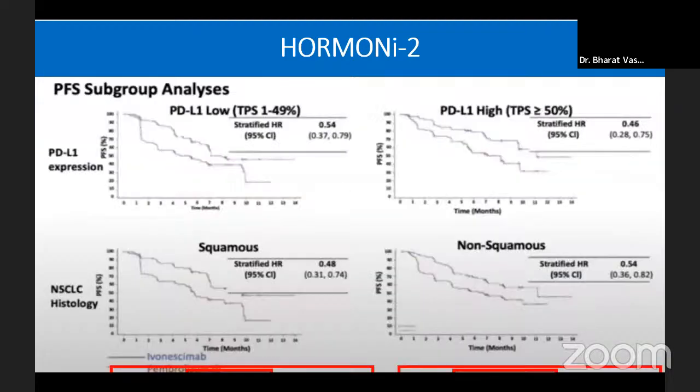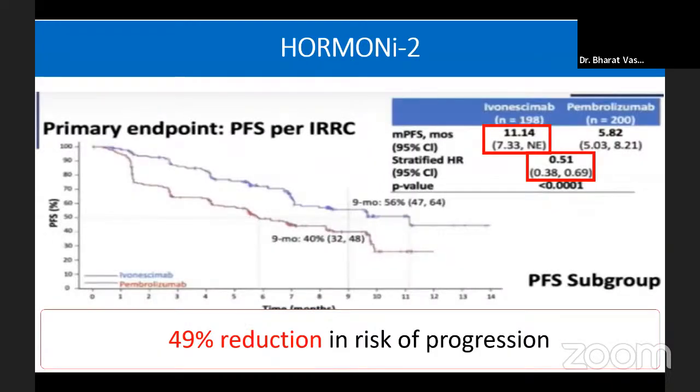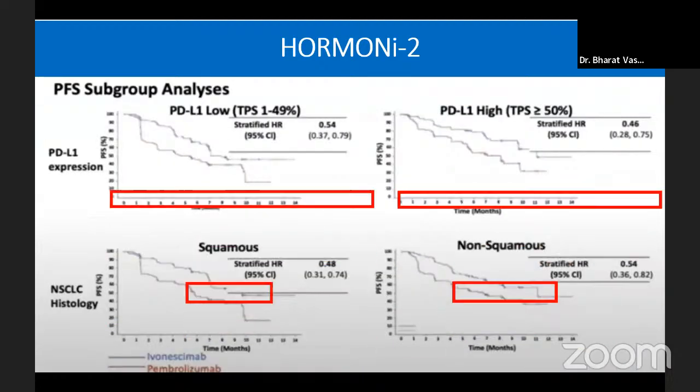Now this is a bigger number if I go through it. Twice the improvement in PFS as compared to pembrolizumab, a 49% reduction in the risk of progression. This is a bigger number. Think of non-driver 11-12 months in more than one. I'm not talking about more than 50. So a drug which is twice better than pembrolizumab.